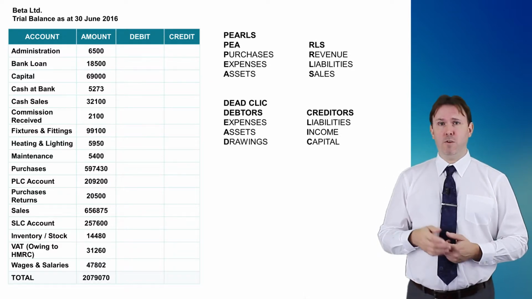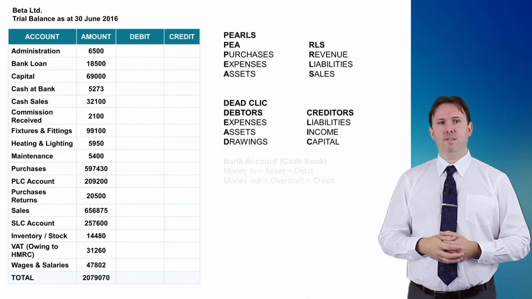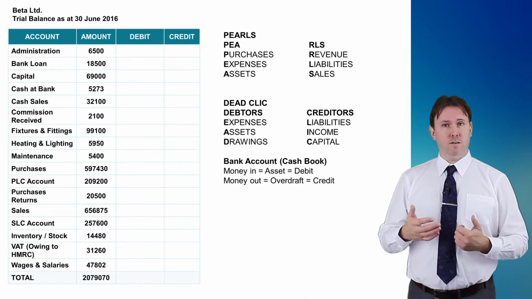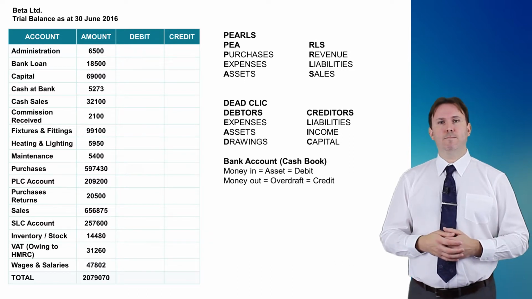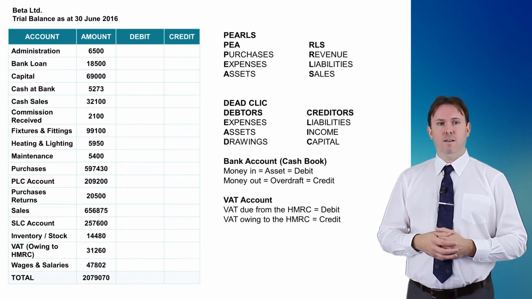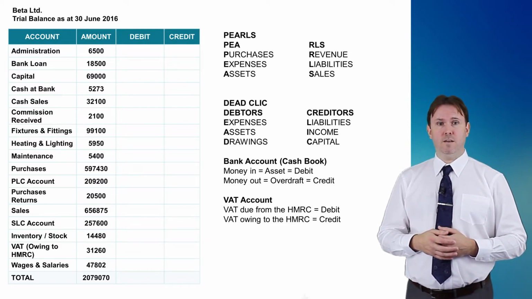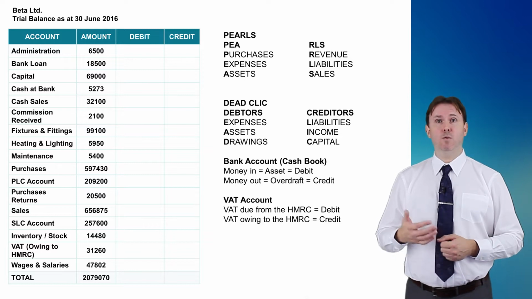Okay, these are helpful, but there are some accounts that may have either a debit or a credit balance. There are two main examples of this. The bank account from the cash book. Money in the bank is an asset and therefore will be a debit balance. Money owed to our bank, perhaps in the form of an overdraft, will have a credit balance. And the VAT account. If VAT is due from the HMRC, the VAT account will have a debit balance. And if we owe VAT to the HMRC, the VAT account will have a credit balance. In your assessment, you will always be given information to help you decide which is going to be which.